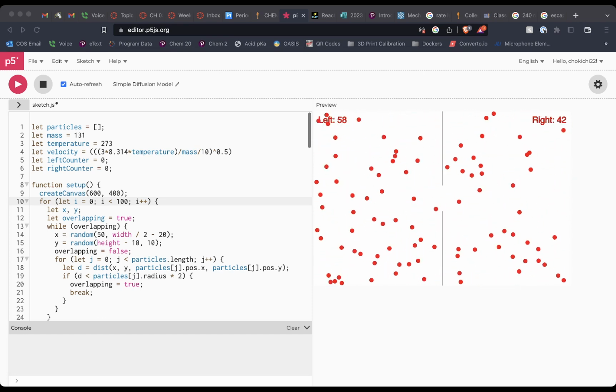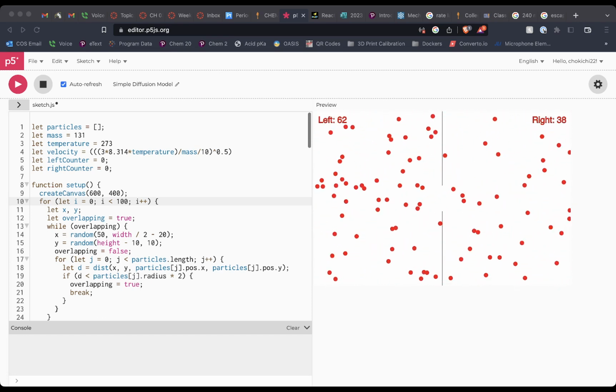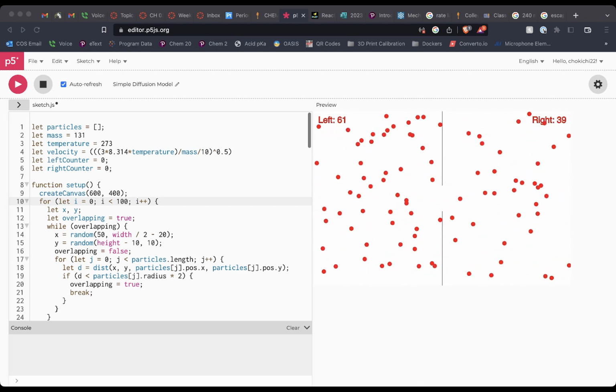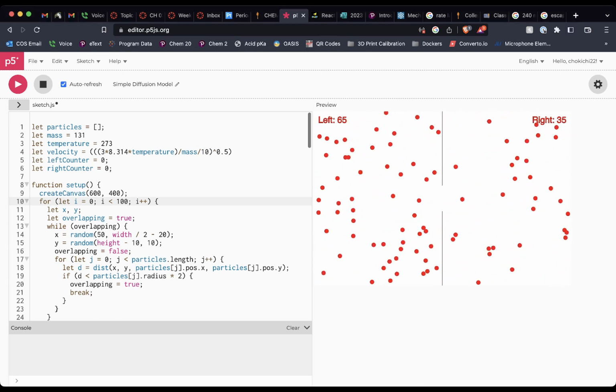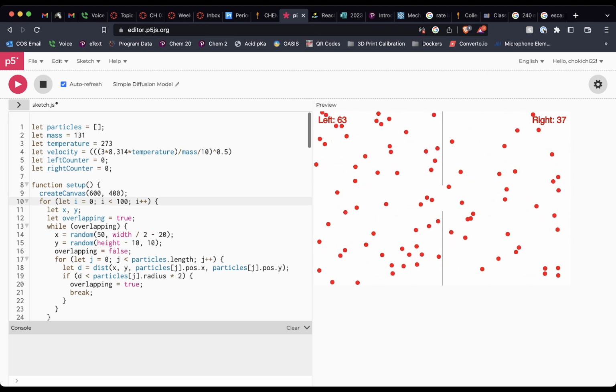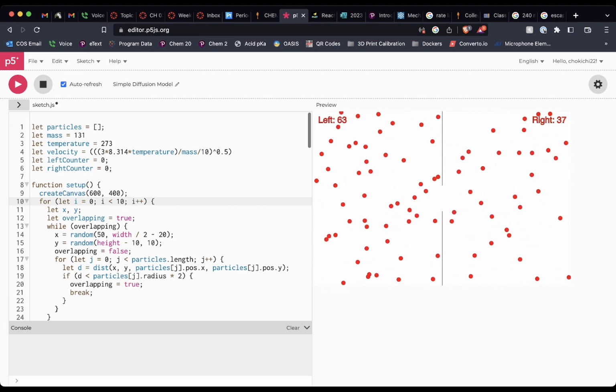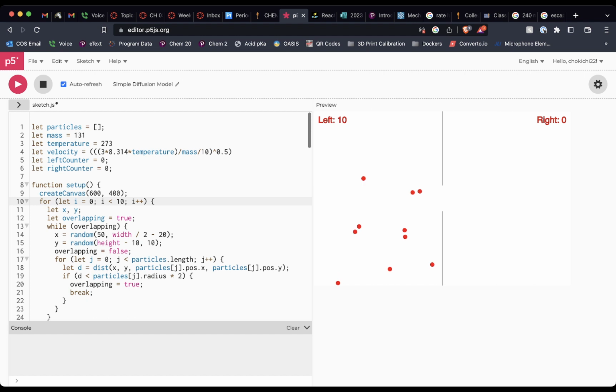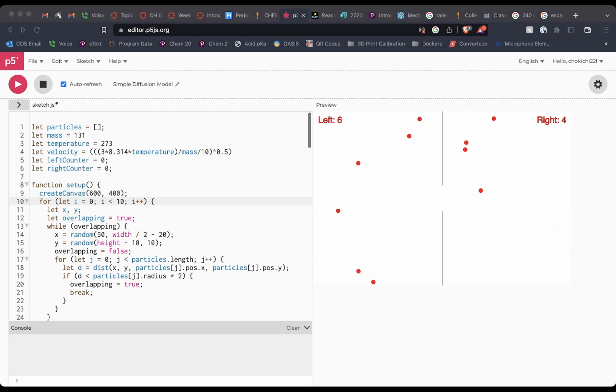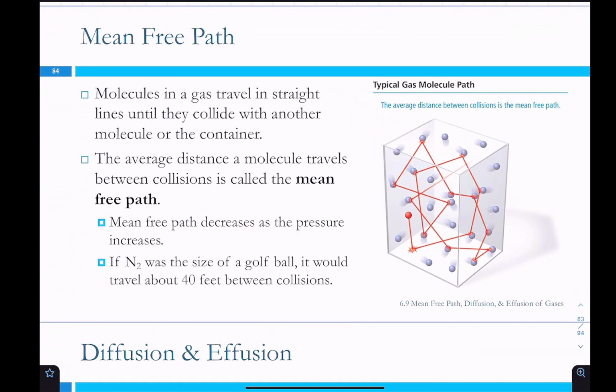Increases, right? So we add more particles, we increase the pressure, mean free path goes down. Can't travel very far before running into something. So if I cut this back down to, say, 10 particles, right? Now they can actually go a while before hitting the walls or hitting another particle. So that's a mean free path.